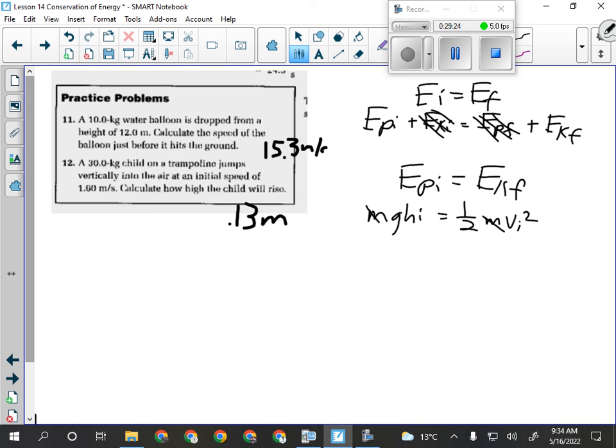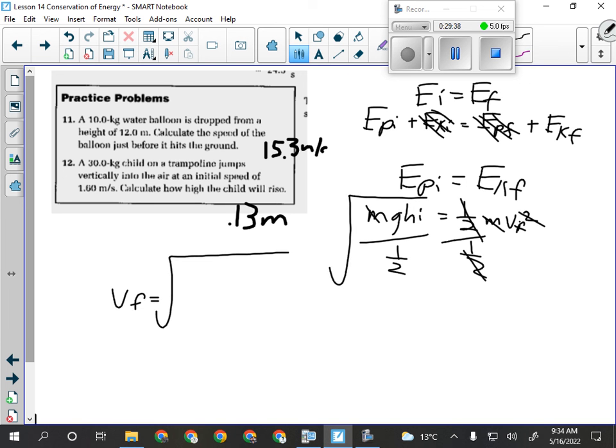I'm trying to find sorry, this is supposed to be VF. I'm trying to find VF. So I need to divide both sides by 1/2 and then square root. That'll leave me with VF. Okay, so VF will be the square root of 9.81 times 12 divided by 1/2.